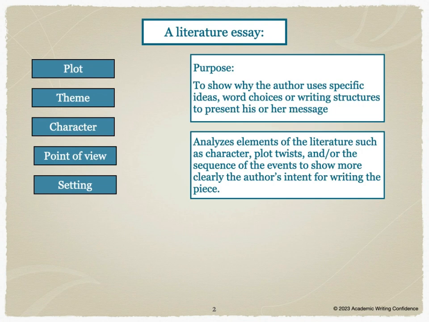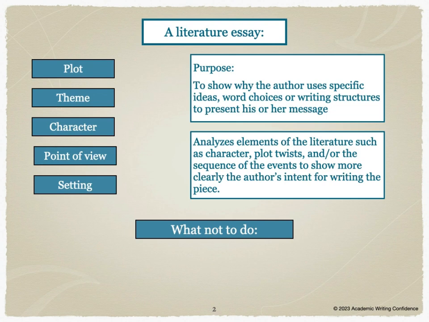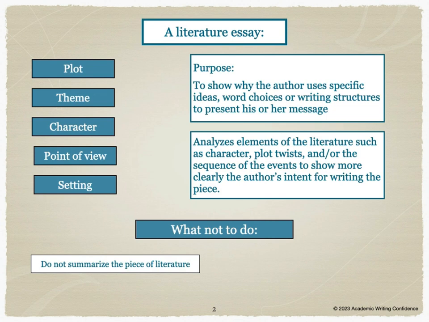There are a few things you should not do in a literature essay. Do not just summarize the piece of literature. Do not just retell the story. You need to prove your own ideas about the assignment that you have been given. Do not use the word I or we or us. This is too personal and it's not used in this type of essay, or in fact in most types of essays.